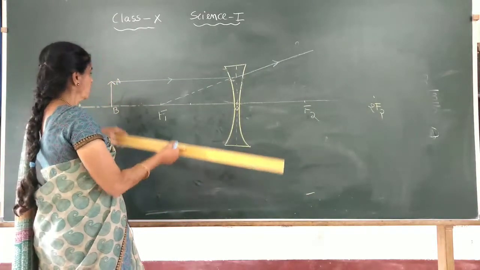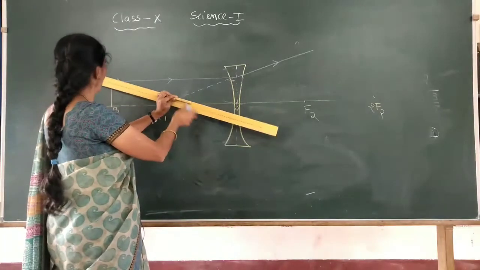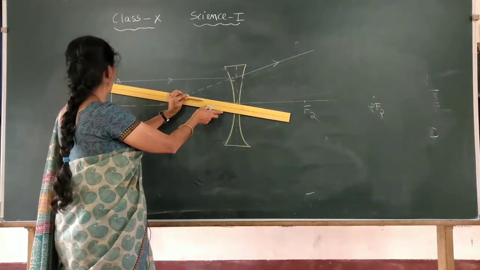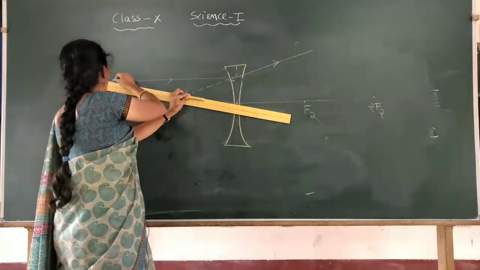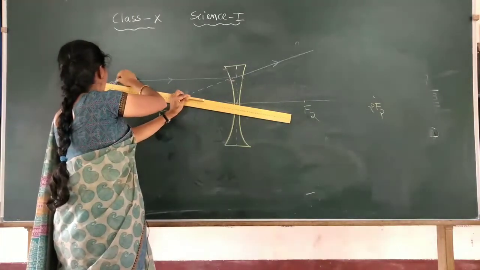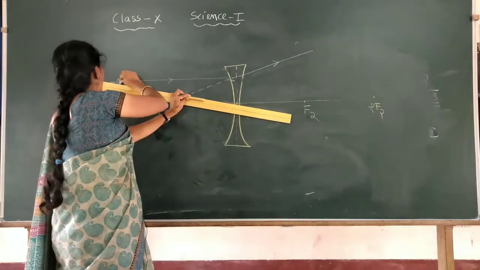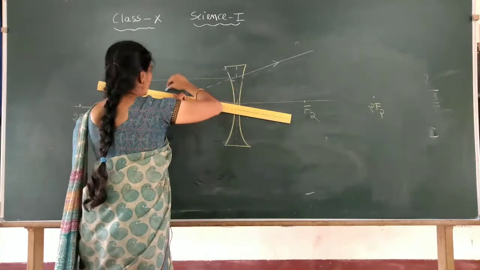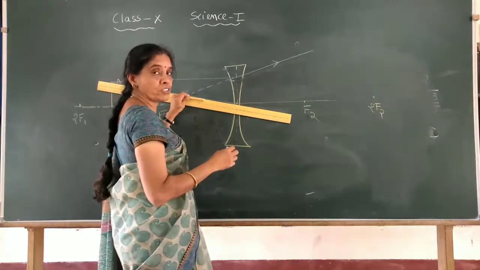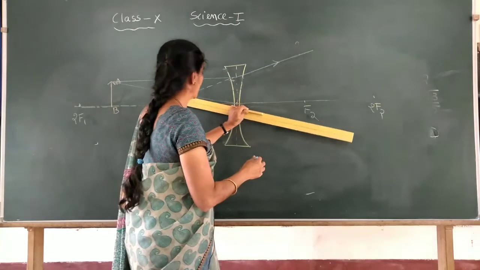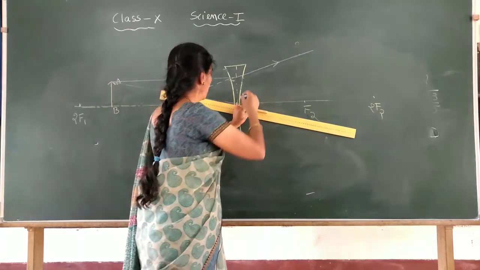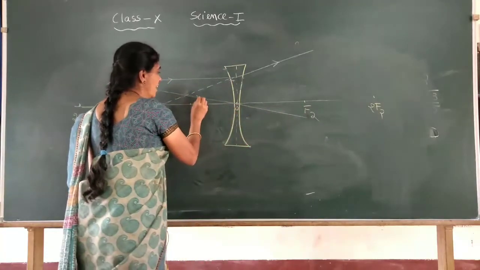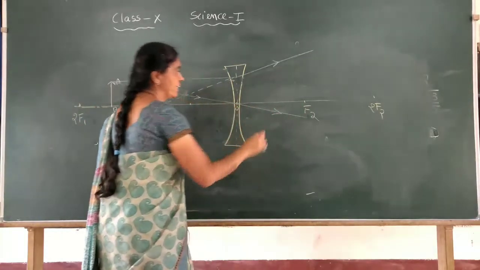The second ray is through the optic center. So from this part of the object, the head part, the top of the object, a ray I have to draw which will pass through the optic center. And you know, whenever it passes through the optic center, it moves in the same direction without bending after refraction. So this is the incident ray, this is the refracted ray, no bending at all.